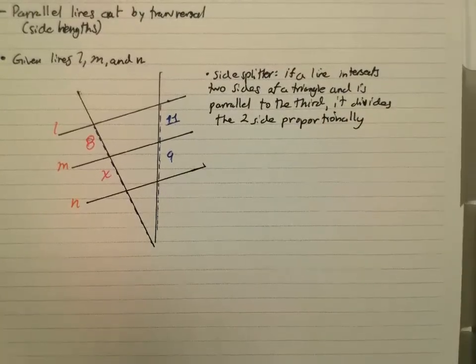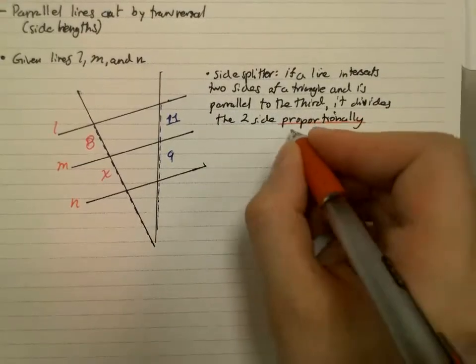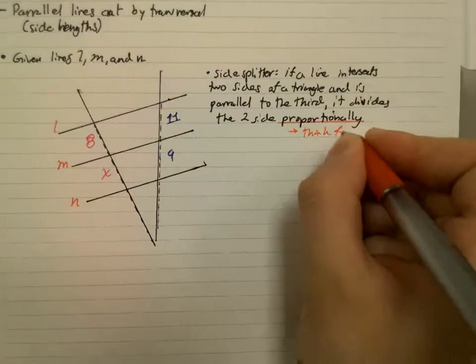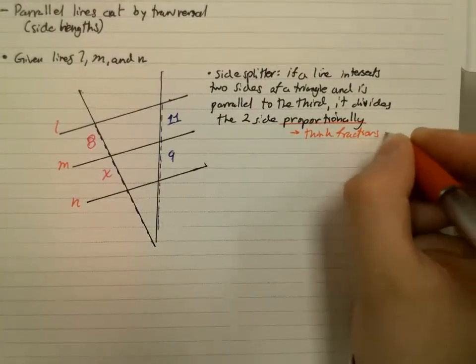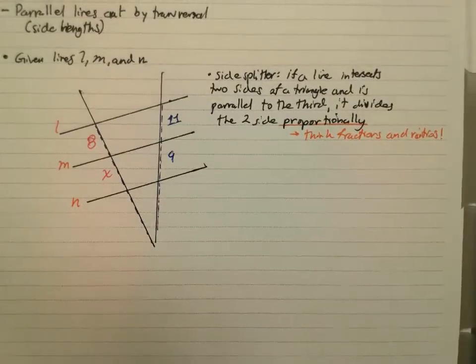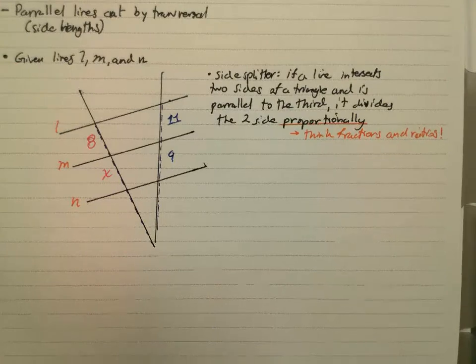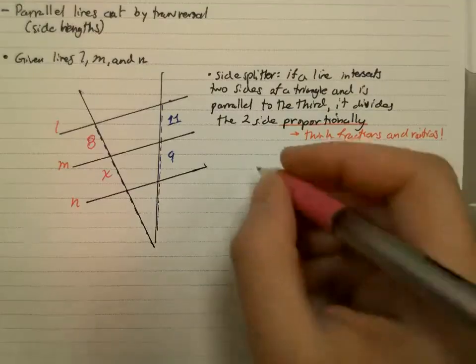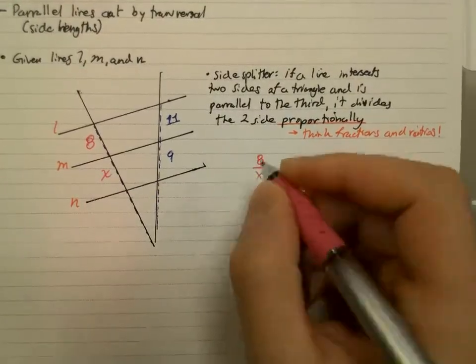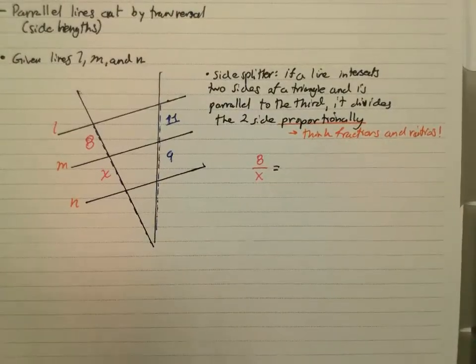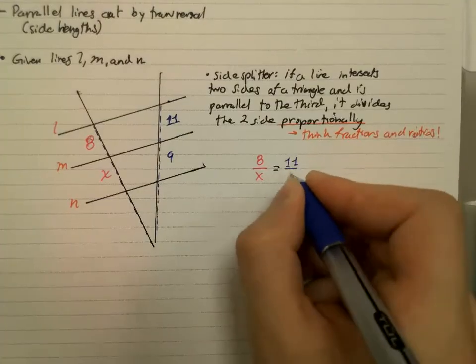Okay? When we say proportionally, you need to think about fractions. Okay? When you hear this word, think fractions and ratios. Okay? Think fractions and ratios. Now, why do we need to do that? Well, that's because we need to talk about the fact that 8 is proportional to x, and 11 is proportional to 9.